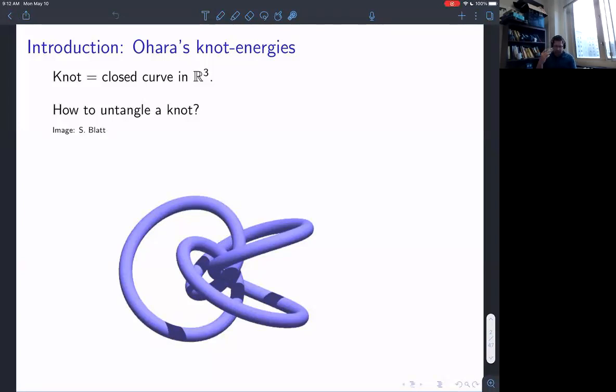And just to give you a first idea, I will mostly talk about the tangent point energies, but I want to start with the O'Hara energies because they were the first ones, and they were the first ones we could do something about. Let's start with the O'Hara energy. So what can we measure about this knot, analytically, that tells you how good it is or how bad it is, right? How good it looks, how bad it looks.